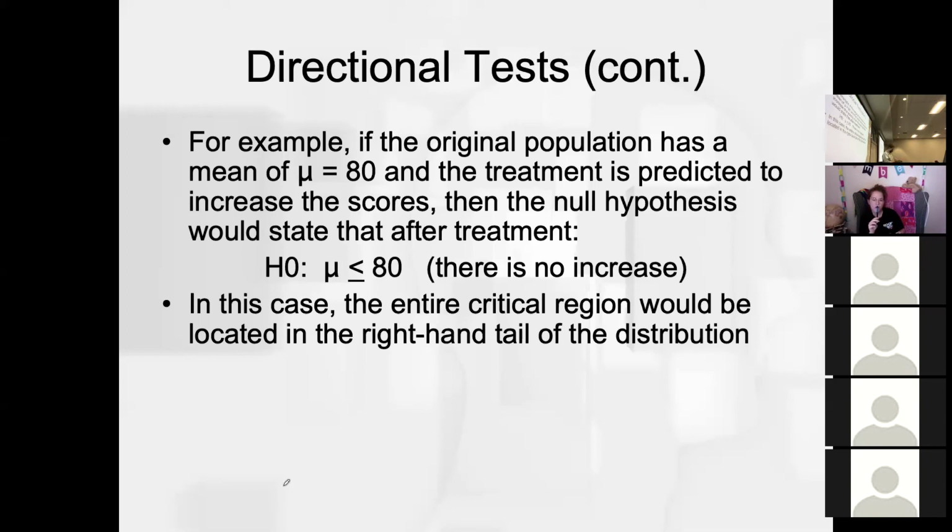And in this case, the entire critical region would be on the right-hand side, because we think that whatever intervention we have, whatever treatment we have, is only going to have a positive effect.